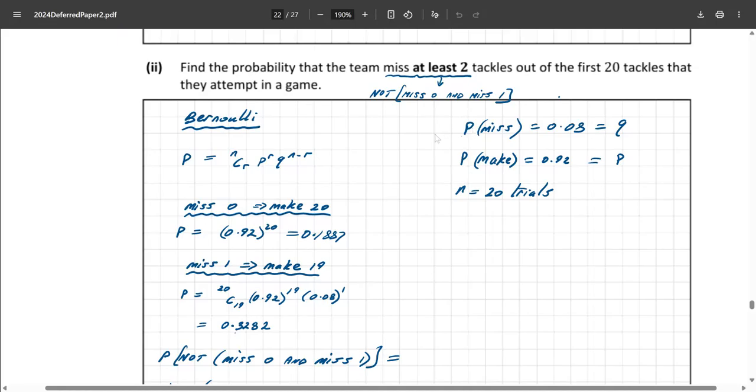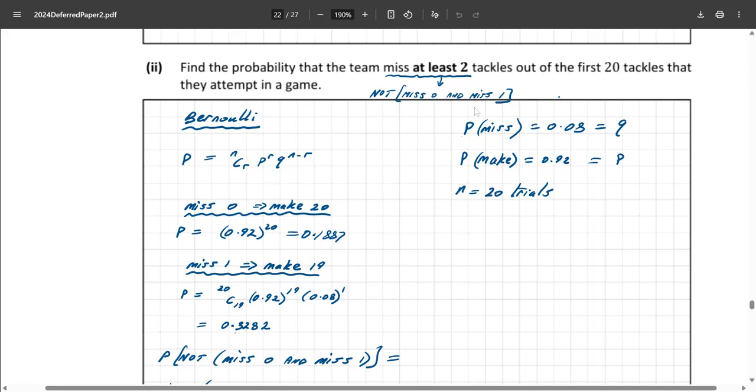So in Bernoulli, you have to do each one separately. So the chances of missing 0, try that first. Then the chance of missing 1. Okay, so what are the odds of missing 0? In other words, that's the same thing as making all 20 tackles successfully. Well, a successful tackle is 0.92, so 20 of them is 0.92 to the power of 20. So that's fairly straightforward, 0.1887.